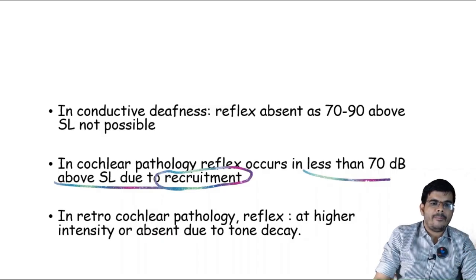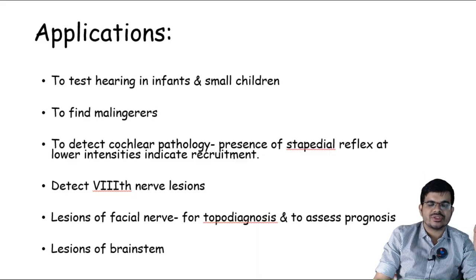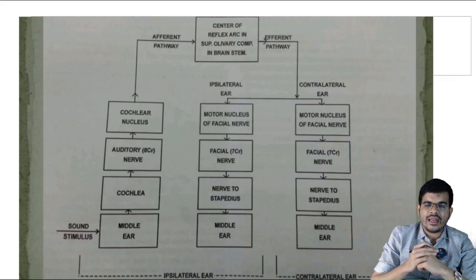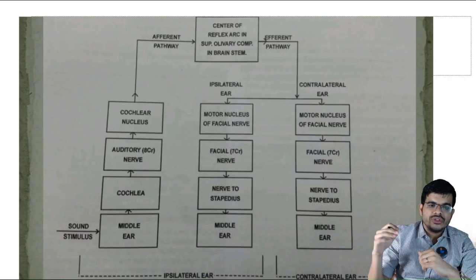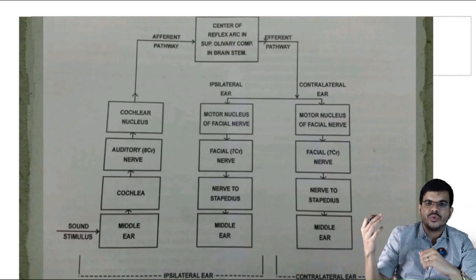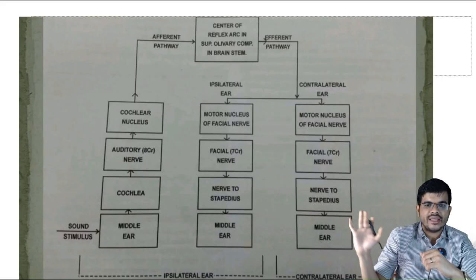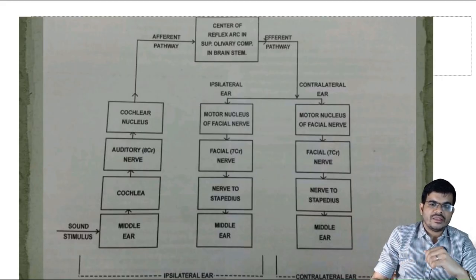Now, what are the applications of this acoustic reflex? It can be used to test hearing in infants and small children, to find malingering, to detect a cochlear pathology, to detect eighth nerve pathology, and for lesions of the facial nerve as well as lesions of the brainstem. Now, how is it happening? It is a bilateral reflex, right? First of all, the sound reaches the cochlear nucleus, and from there it goes to the superior olive, and both ears get stimulated. The bilateral stapedius is stimulated, and that is how you assess the acoustic reflex.